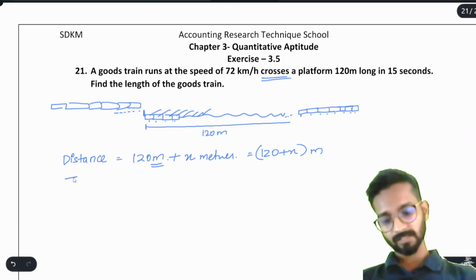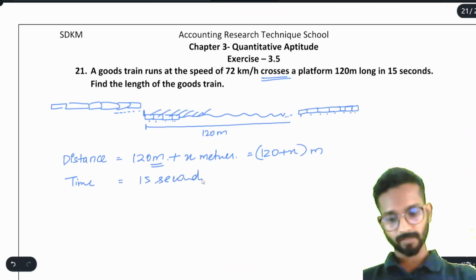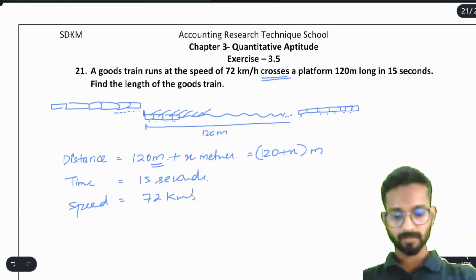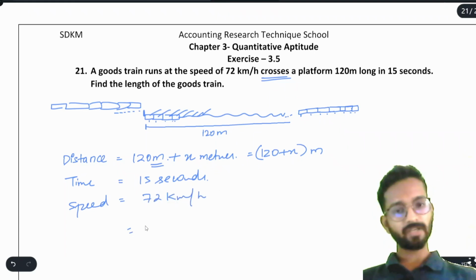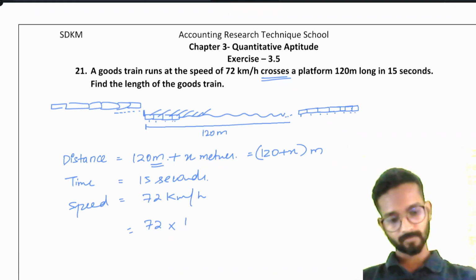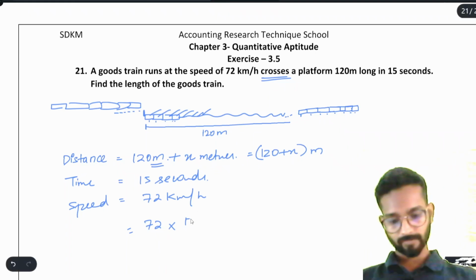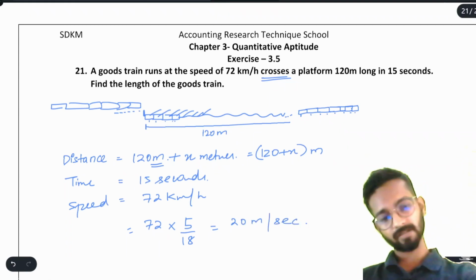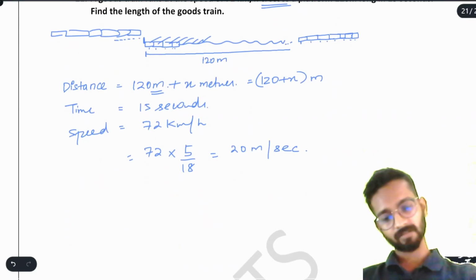Okay, distance is this, time is 15 seconds, speed is 72 km per hour. I have to convert it into meters per second because everywhere meter and second is coming. So I can write 72 multiplied by 5 by 18, it will become 20 meters per second. Simple. This is the speed. We have speed, we have time, we have distance. What else do we want?